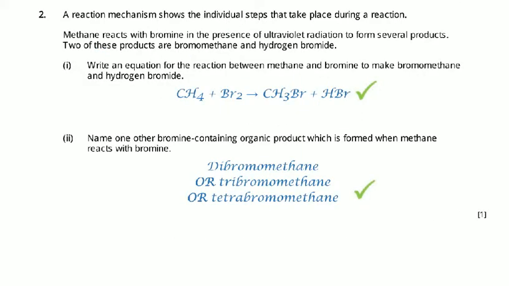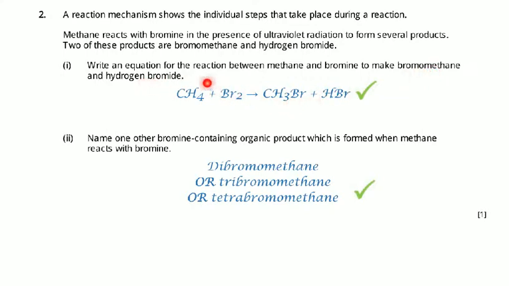Question 2 is a relatively straightforward question talking about free radical substitution. In this particular case, we're asked to write an equation for the reaction between methane and bromine to make bromomethane and hydrogen bromide. Why I think it's a particularly easy equation is you are given the reagents, methane and bromine, and you're also given the products, which are bromomethane and hydrogen bromide. In essence, they've given you the word equation here, and we are asked to complete a balanced chemical equation, which is just taking into account the words here and putting the formulas in.